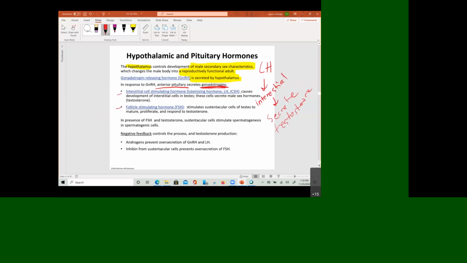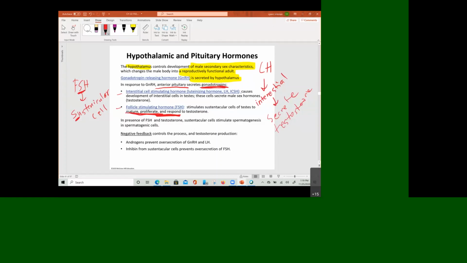FSH will act on sustentacular cells, which are also in the testes. And I use the S in FSH and the S in sustentacular cells to remember that these two are related. So once that happens, it will cause maturation and proliferation. And by the way, these also are going to respond to the testosterone that's coming from the interstitial cells.